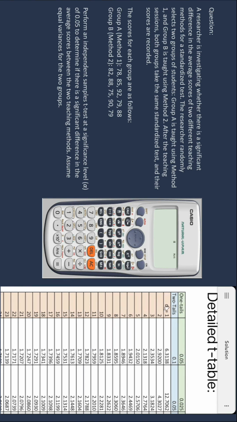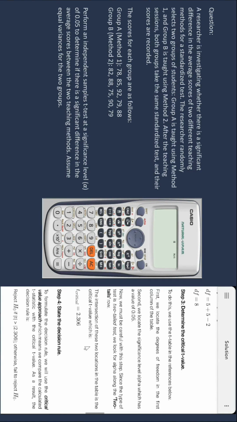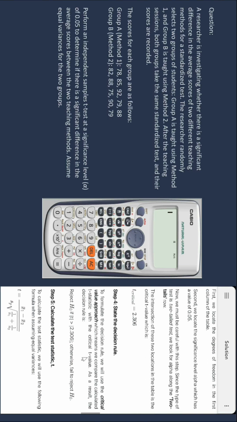freedom. And then, since we are conducting a two-tailed test, we will locate our significance level alpha, which is equal to 0.05. So the intersection of 0.05 and 8 in the table will be our critical t-value, which in this case is 2.306. That is why, if we go back to the solution, we have here our critical t-value equal to 2.306.